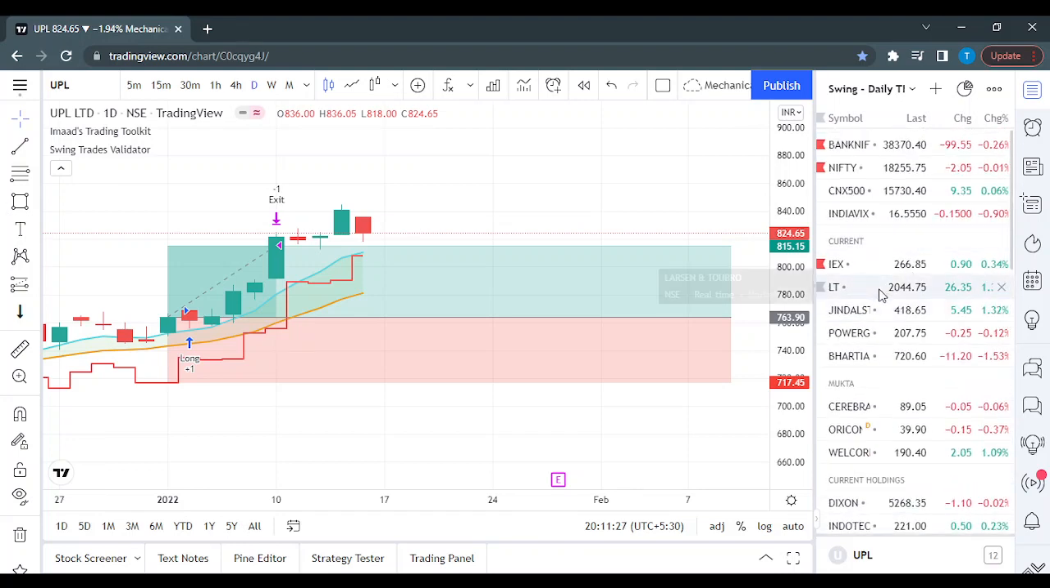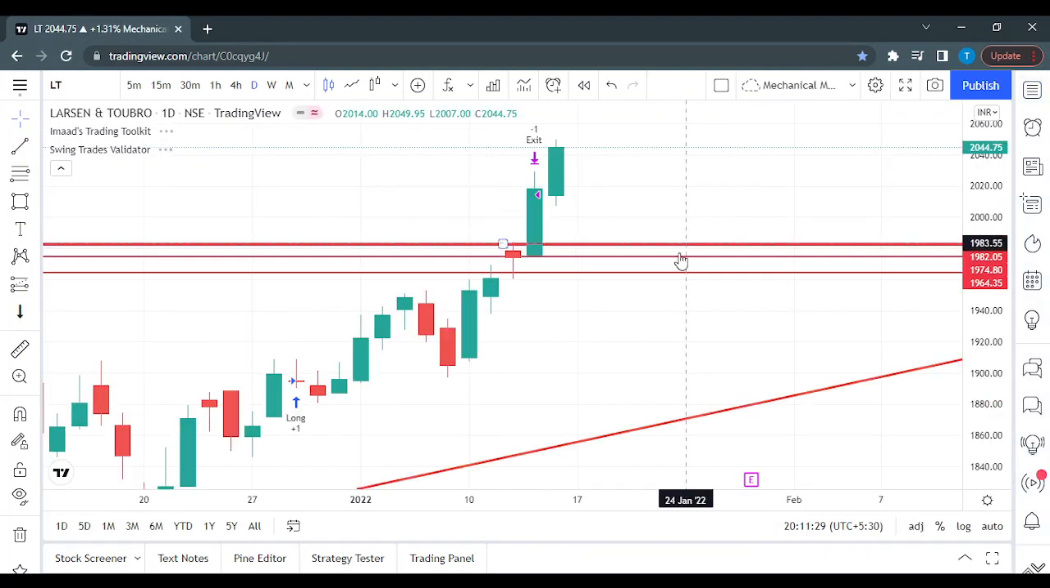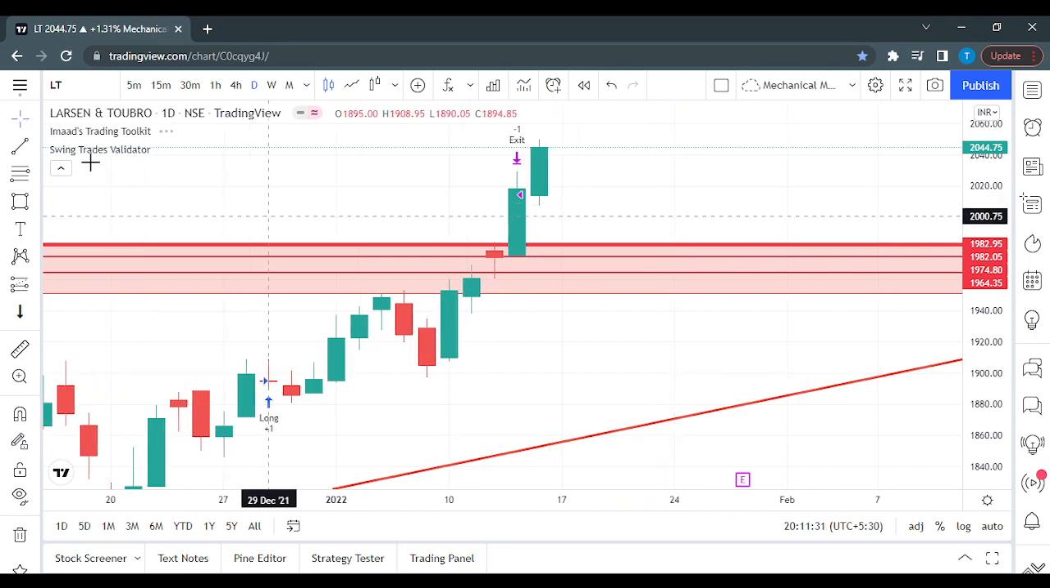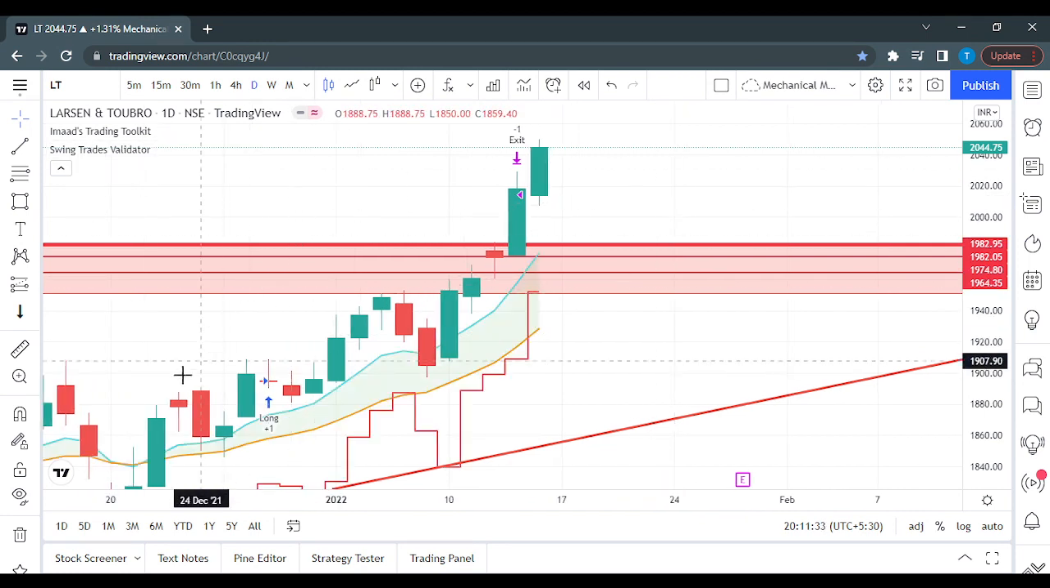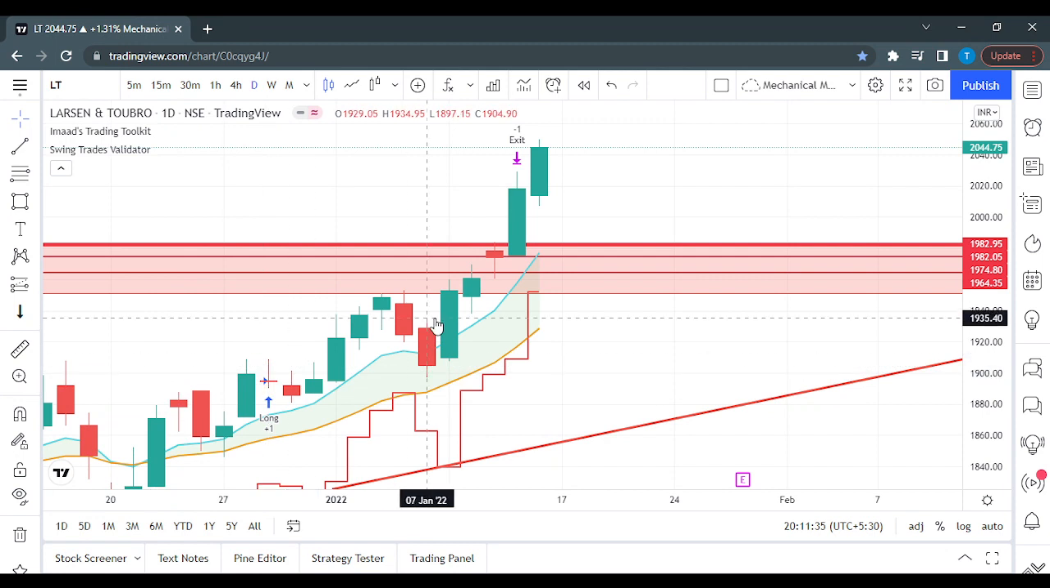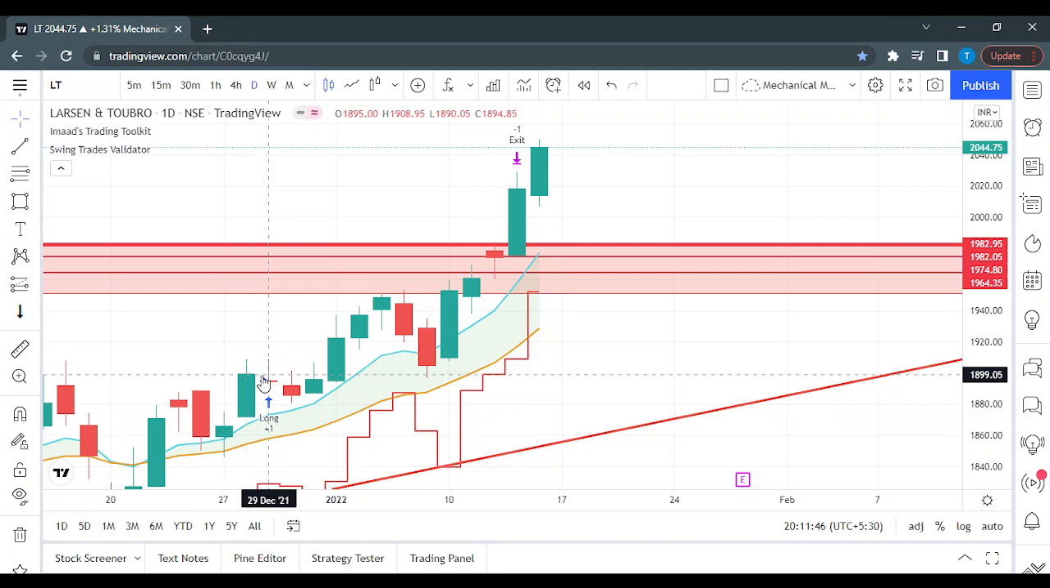Now let me look at LNT. LNT has just given us an entry. Now I'm going to pick this here. A bullish crossover, pullback at this. In fact, you would have seen that after the prices went up, this would have been a swing low and a pullback failure here. We could have, yes, the long entry has been triggered here.